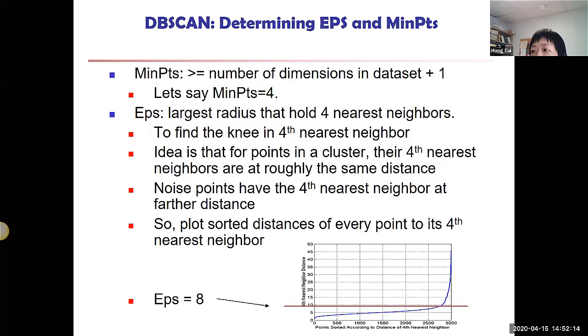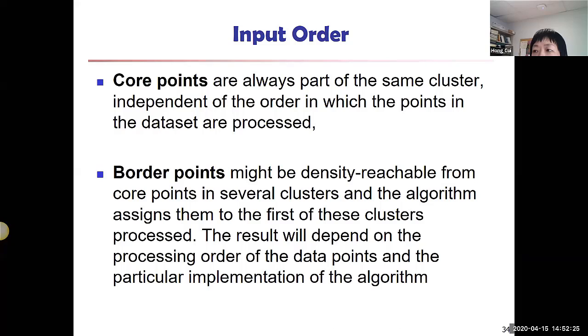And that's why we need to talk about OPTICS. It gives you an alternative way of looking at epsilon. But for now, just keep in mind that epsilon is a very sensitive thing to set for DBSCAN.